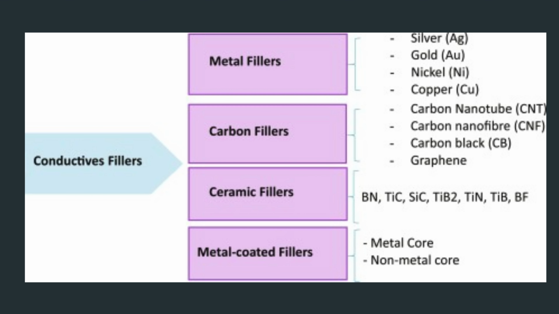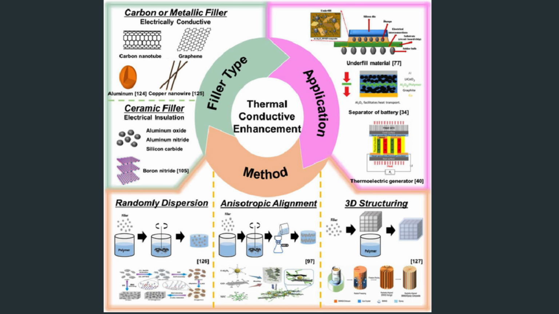Ceramic fillers, including alumina, aluminium nitride, boron nitride, and silicon carbide, offer a balance of high thermal conductivity and electrical insulation, making them especially valuable in electronic packaging applications. Carbon-based fillers such as graphite, graphene, carbon nanotubes, and diamond exhibit exceptionally high thermal conductivities and are increasingly investigated for use as advanced thermal interface materials.